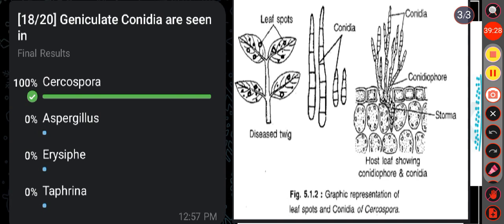And you know, Cercospora is a genus of fungi that includes many species causing leaf spot diseases in various plants, right? Then see the other option, that is Aspergillus. They are the most common type of filamentous fungi, and sometimes they are called weed of the laboratory. Then in option C, that is Erysipeae. Erysipeae is a genus of fungi, and many of the species in this genus are plant pathogens which cause powdery mildew disease. Then in option D, that is Tapharina. Tapharina is a fungal genus within the Ascomycota that causes leaf curl disease of certain flowering plants.